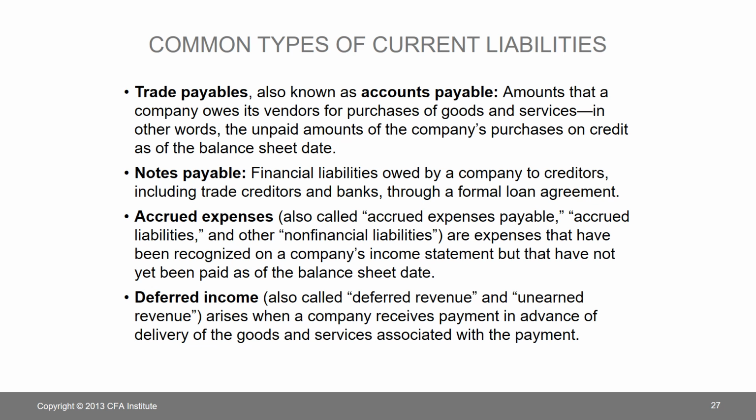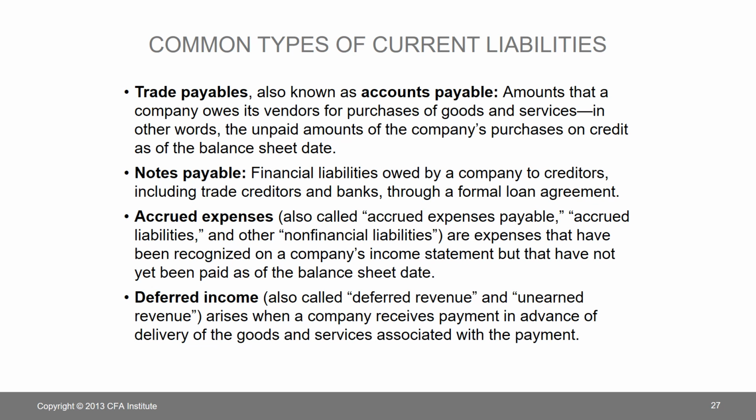Then we'll look at accrued expenses, also called accrued expenses payable, accrued liabilities, and other non-financial liabilities. These are expenses that have been recognized on a company's income statement, but that have not yet been paid as of the balance sheet date. Examples include income taxes payable, accrued interest payable, accrued warranty costs, and accrued employee compensation, which is basically the wages payable, or salaries and wages payable.